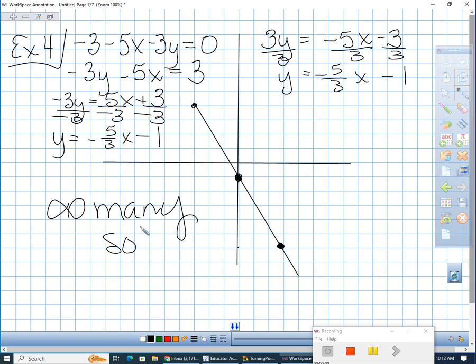Good job, you guys. Do we have any questions? One requirement I have today is that you have to use a straight edge to connect your dots. It has to be a straight line to be able to see where they intersect. Okay? All right. We are going to get you your worksheet.